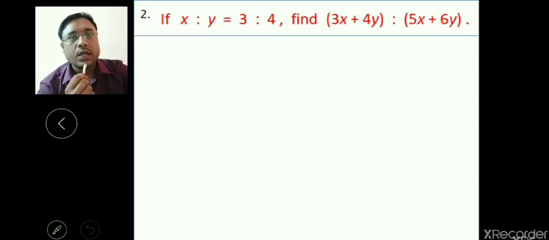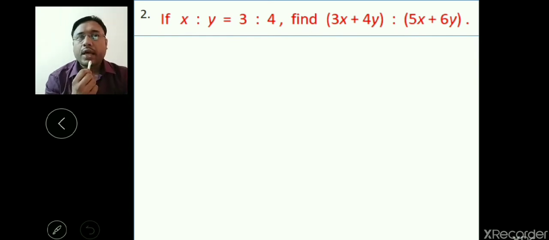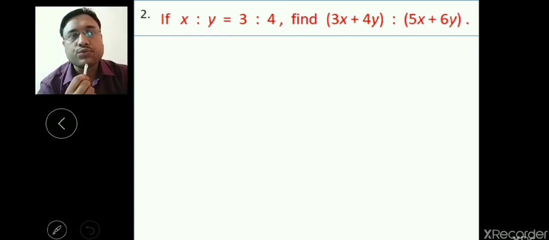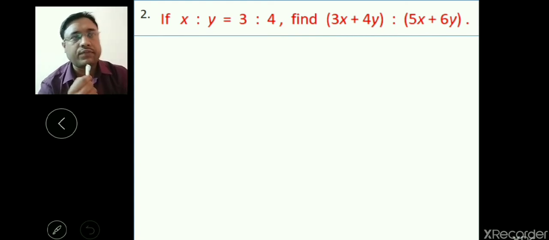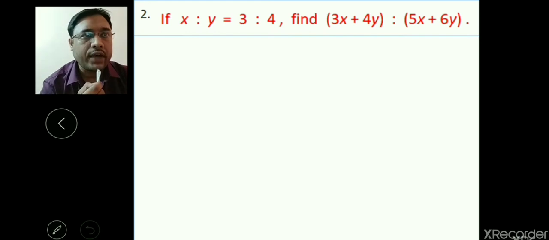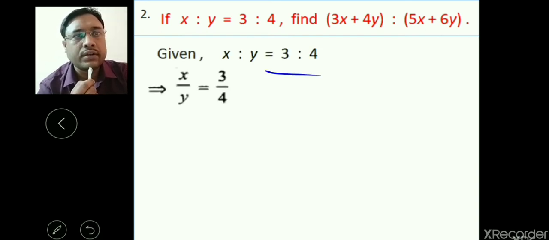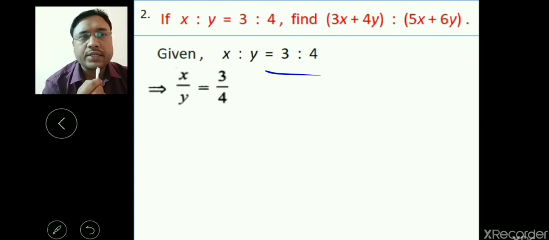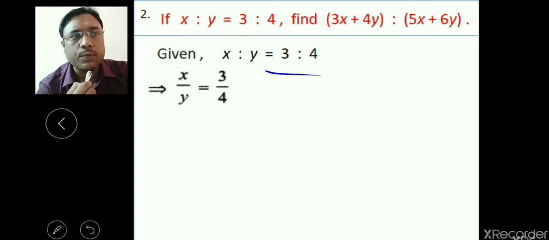Okay students, so this is the second question. If x is to y is 3 is to 4, then find the value of 3x plus 4y is to 5x plus 6y. This ratio you have to find out. Given x is to y is 3 is to 4, we can say that x by y equals 3 by 4. Now this fraction value only we will use.